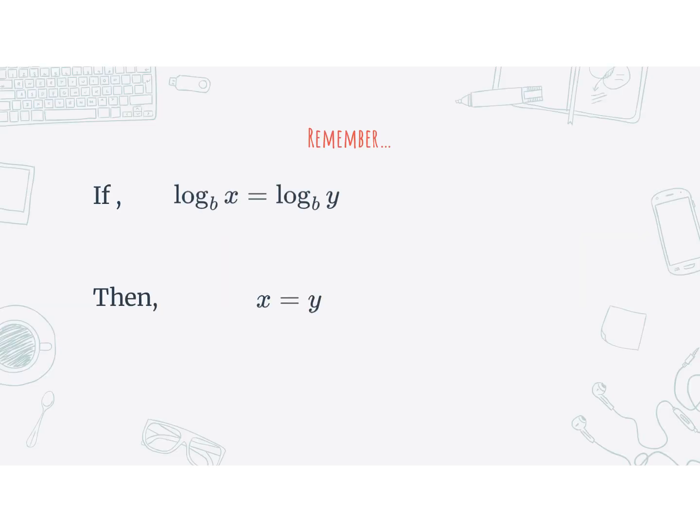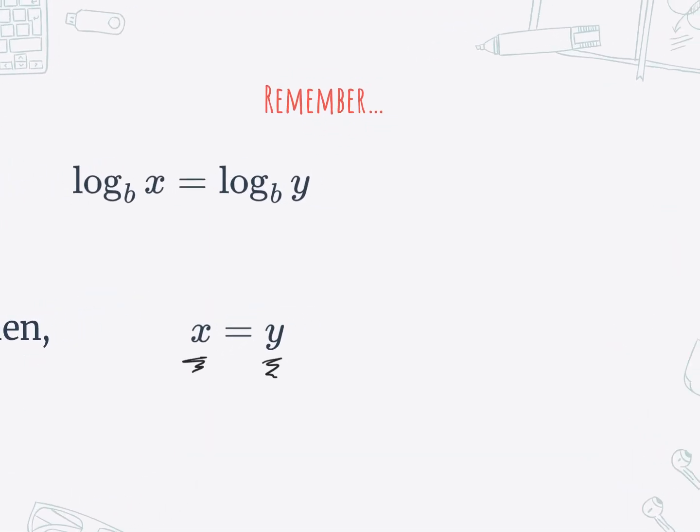To start with, I want you to remember that if log base b of x is equal to log base b of y, then we know for sure that x is equal to y. This is called our equality property that we went over in the previous lesson. With this in mind, we can solve problems.